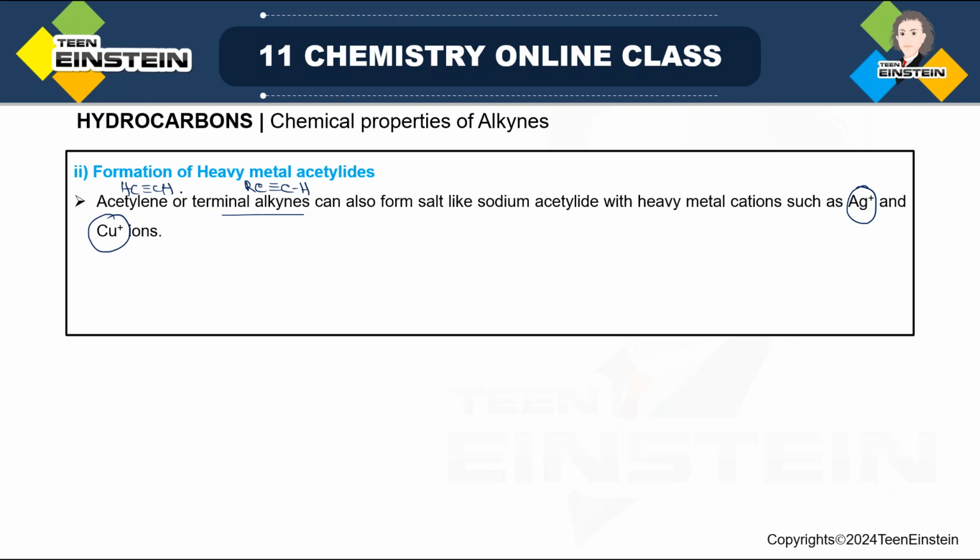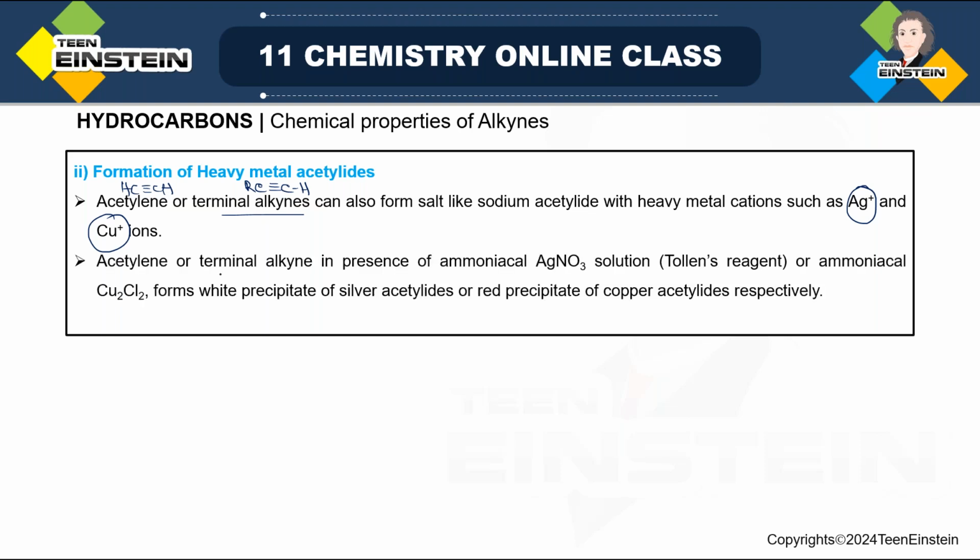Now obviously we cannot use any cation directly. We will use a source of this cation. So for Ag plus it is AgNO3, and for Cu plus it is cuprous chloride, that is CuCl, or sometimes it is also written as Cu2Cl2. So acetylene or terminal alkyne in presence of ammoniacal AgNO3 solution. Now this is nothing but Tollens reagent. Tollens reagent we read in aldehyde or carbonyl compounds. But here also you can see the use of ammoniacal AgNO3 solution, or it may be ammoniacal cuprous chloride.